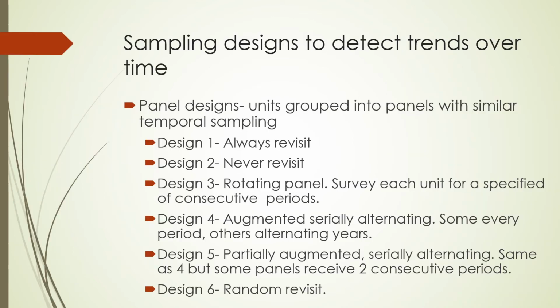Another consideration is how we visit our sampling sites over time to detect trends. This is often referred to as panel designs, where units are grouped into panels with similar temporal sampling. So design 1 is the simplest approach. It's the design that's used in most studies. It was used in the Mexican spotted owl study, where you identify your sites and you just go back to those same sites every year.